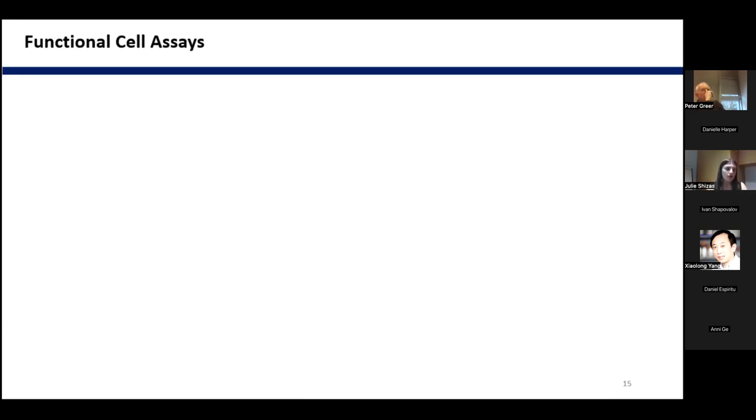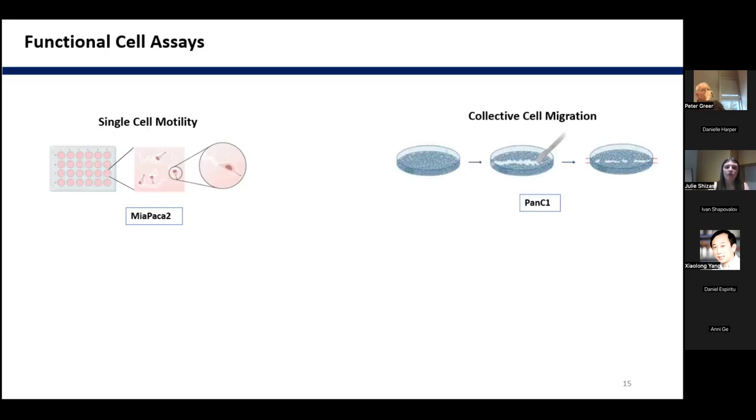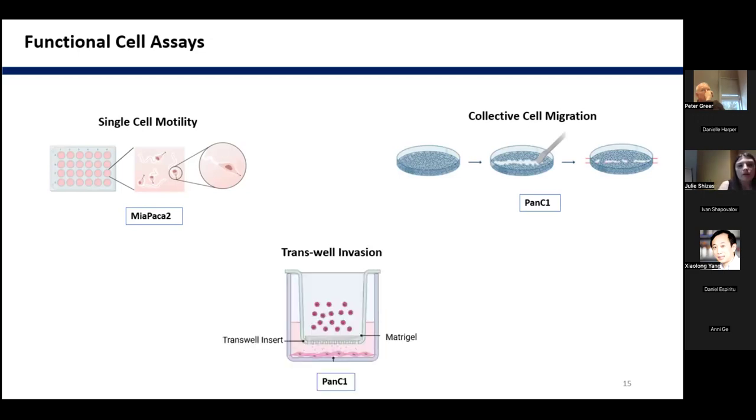So to look at RET's role and TKS5's role in PDAC cell movement and functional cell processes, first, I looked at single cell motility using the MIA-PaCa2 cells because they are highly motile cell types. I then looked at the ability for the cells to move as a unit, so collective cell migration using wound healing. And then finally, we looked at transwell invasion.